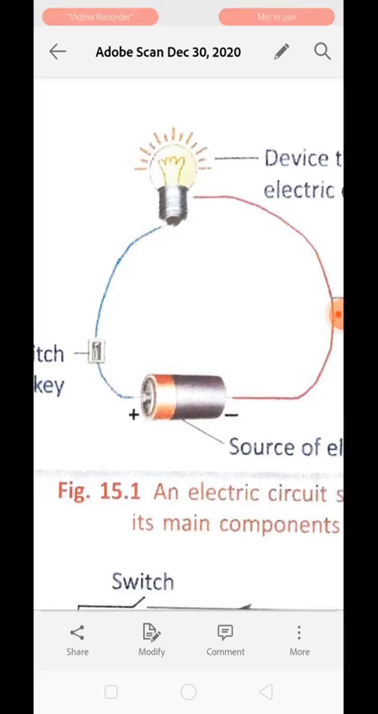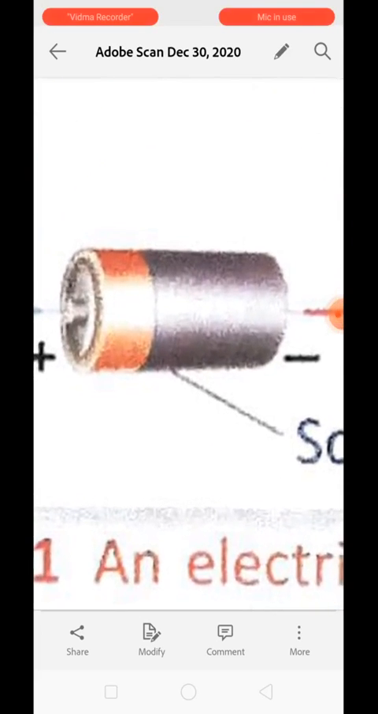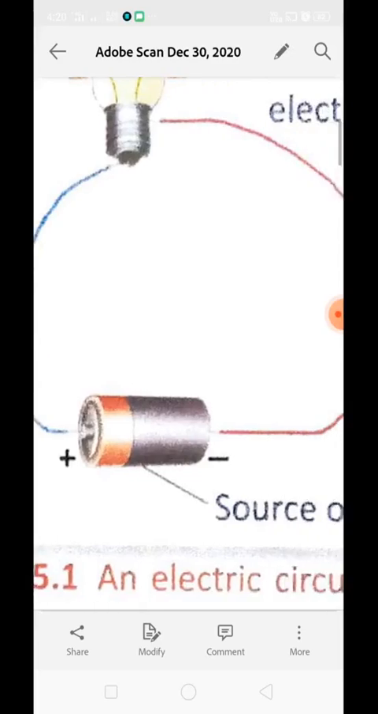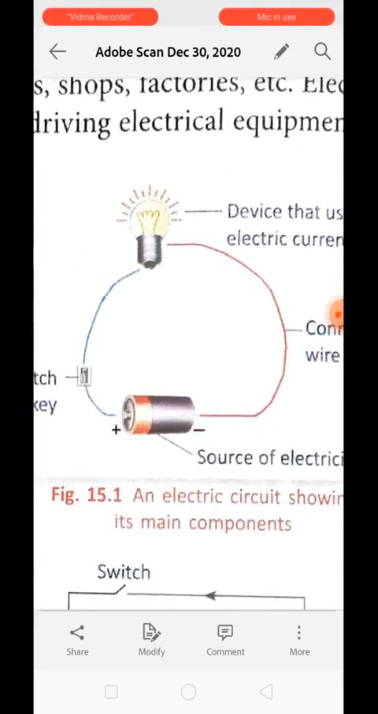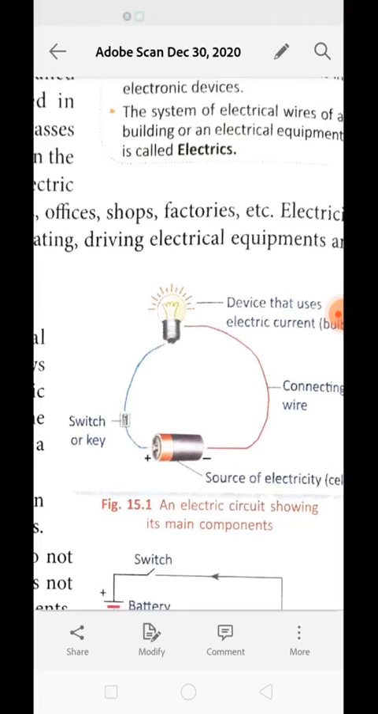For example, this is an electric circuit in which we have a source of electricity, the battery, then we have wires which connect all the components, and the bulb which is glowing to show that electric current is passing through it. Understood? So whenever there is a complete pathway of wire and electrical components through which electric current can flow, that will be termed an electric circuit.